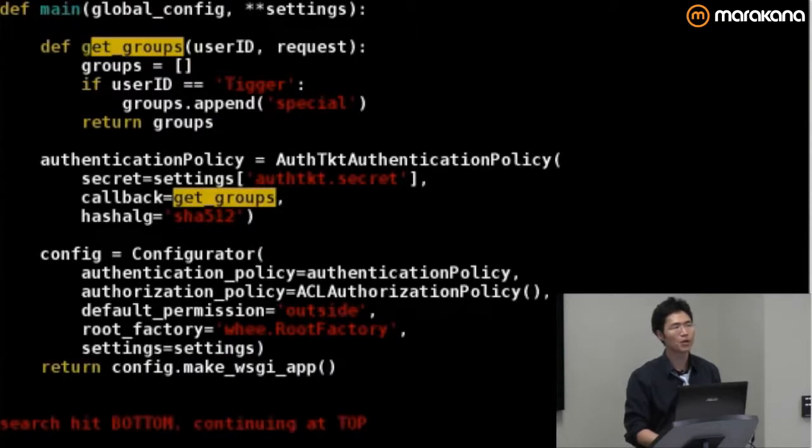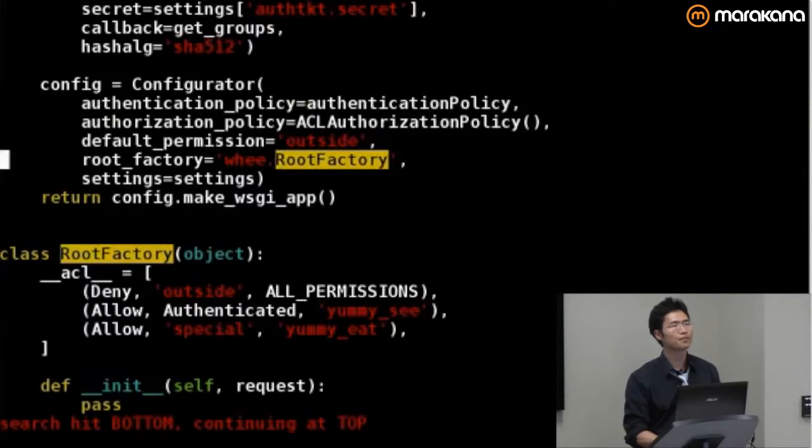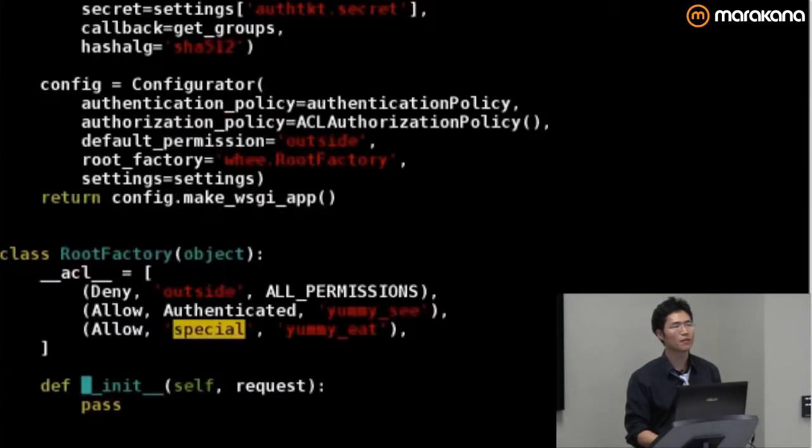So we just covered the first part, how Pyramid identifies what groups the user belongs to. Now, how does Pyramid identify what permissions each group has? Well, you need to define something called a root factory. And here's where you define your access control list. You can say, this particular group, which is the second column, in this last one you can see it's special. So allow everybody in the special group to have the permission of Yummy Eat.